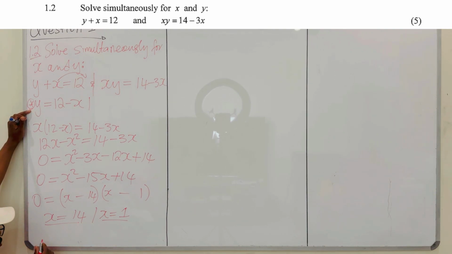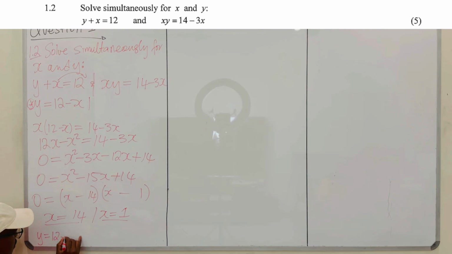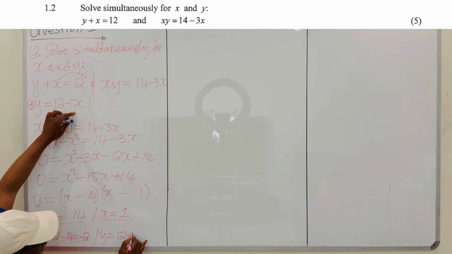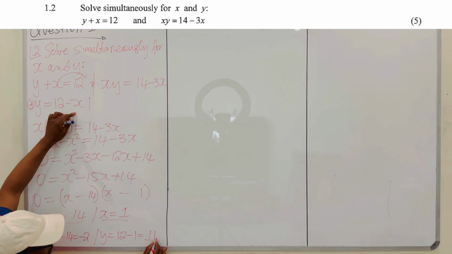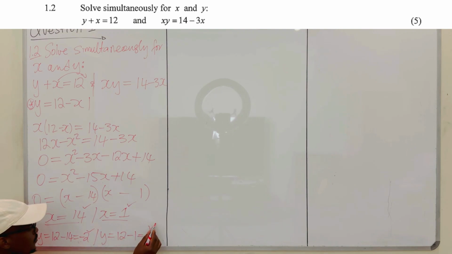So let's take this one. In this case, we have y is equal to 12 minus x. What is your x? x is 14, so your answer to this will be minus 2. And on the other side, y is equal to 12 minus x, which is 1, which is equal to 11. So these are x values and these are your y values.